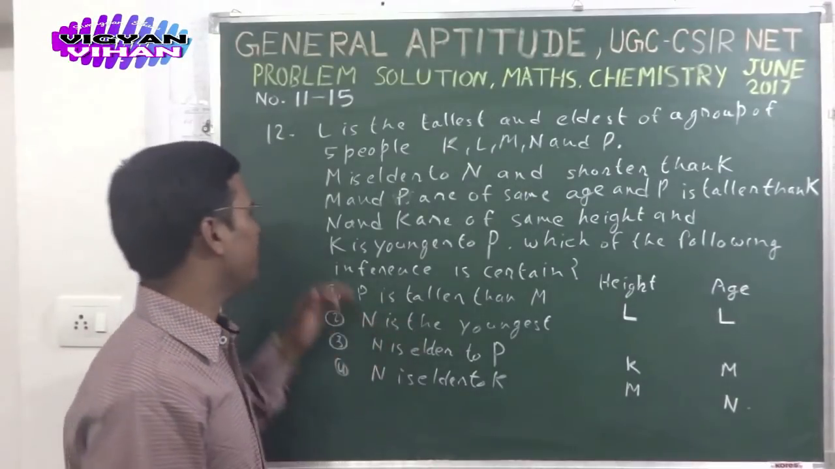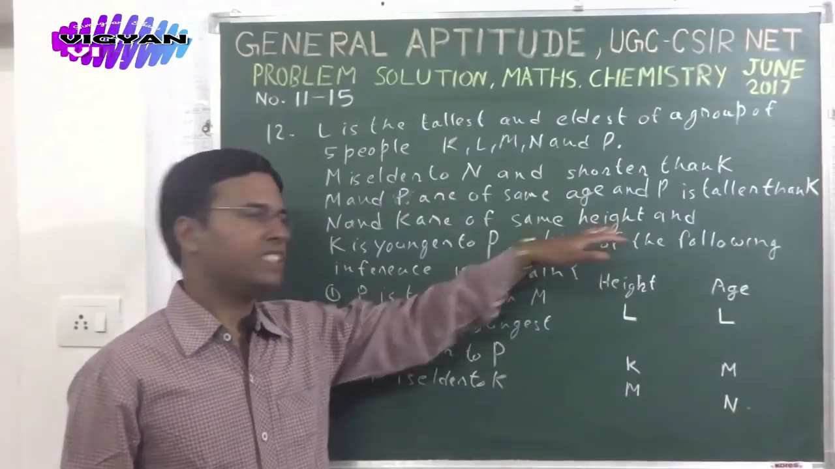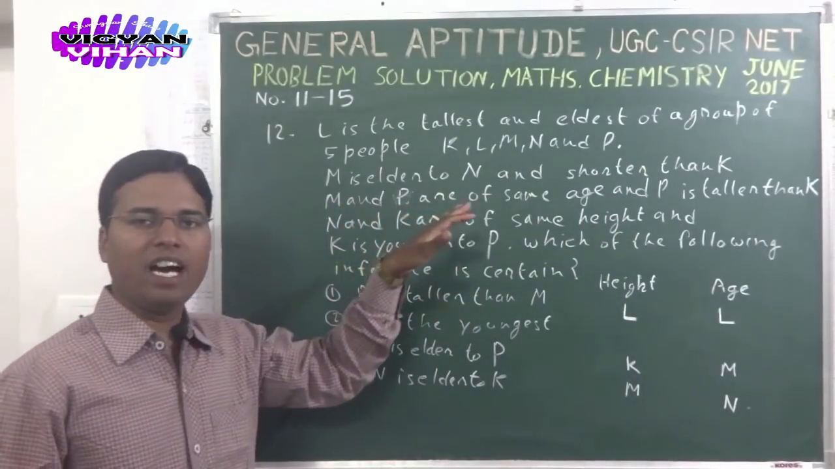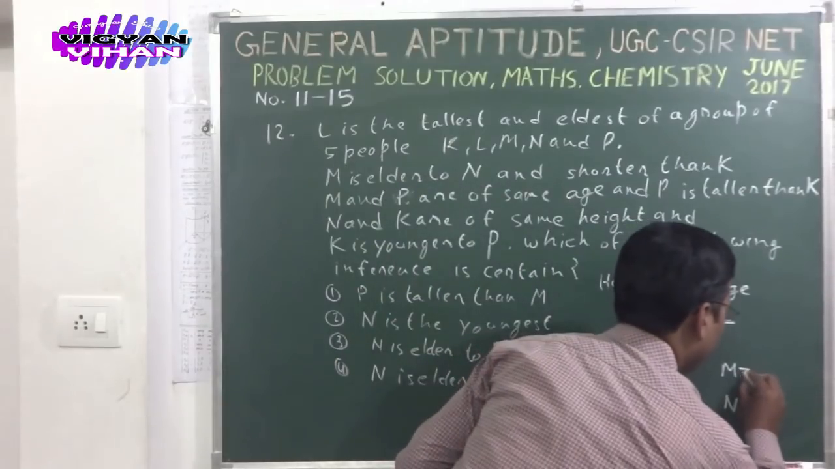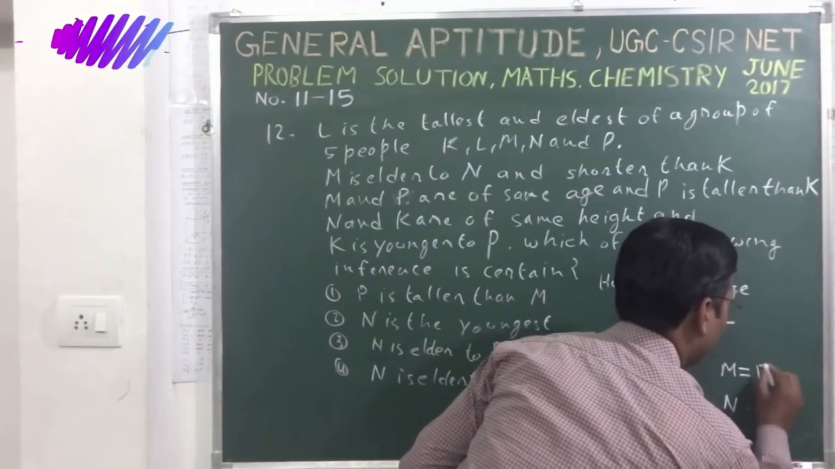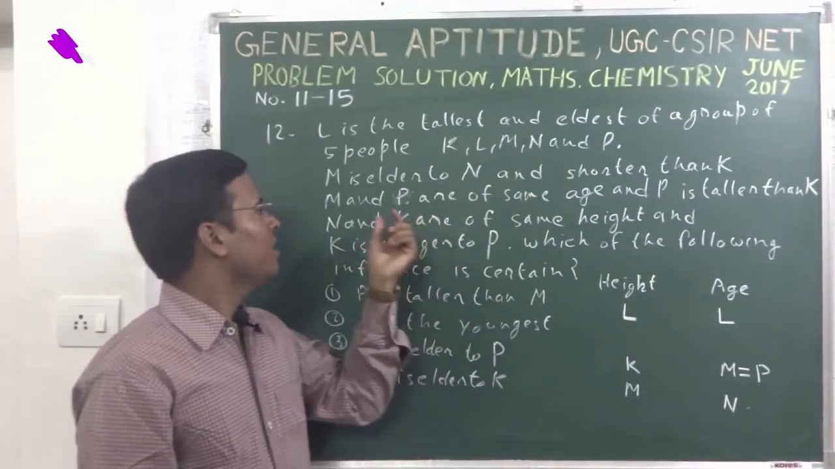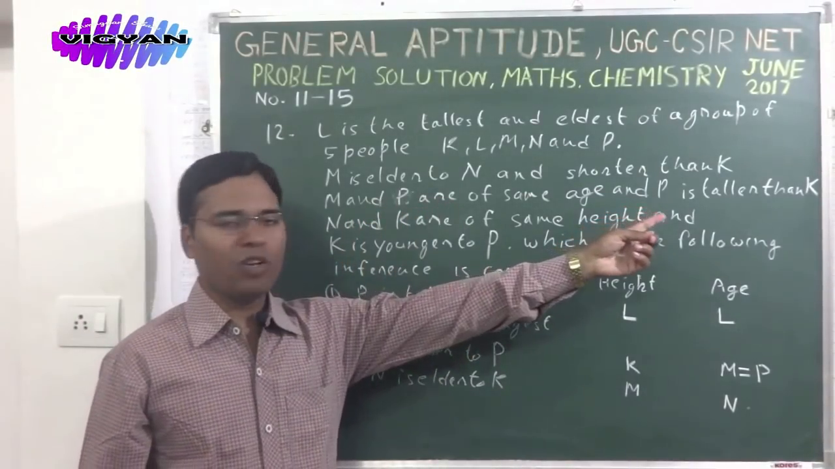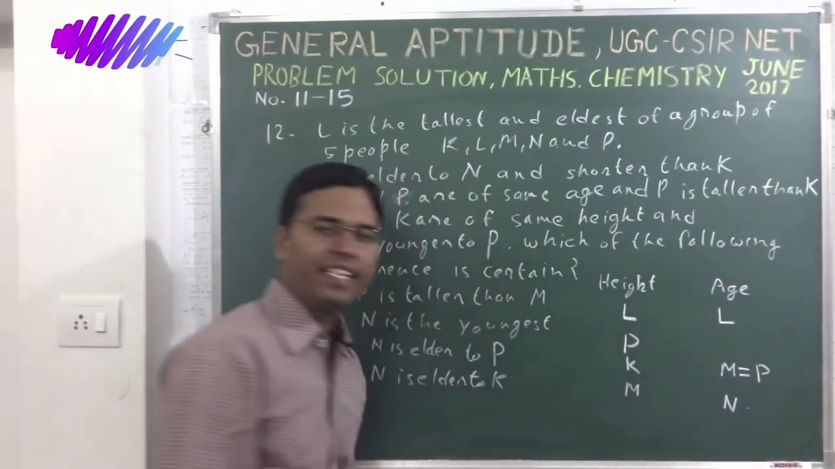From the third condition, M and P are of the same age. So M's age will be equal to P's, and both will be at the same place in this table. And P is taller than K.